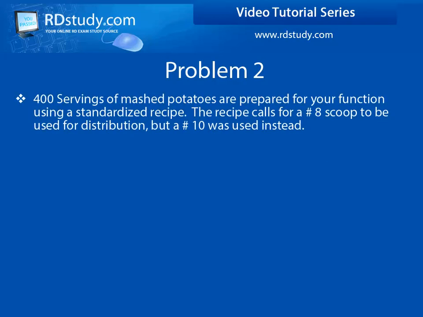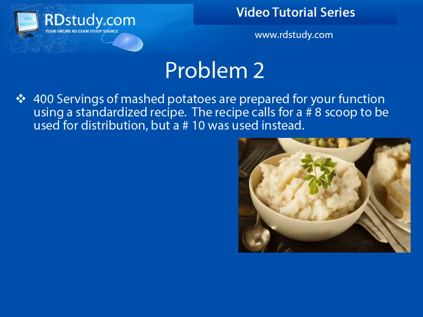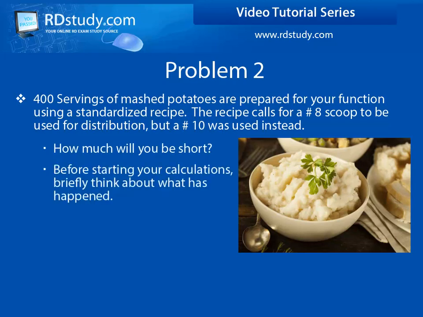The issue arises when you determine that an employee has been distributing mashed potatoes with a number 10 scoop when the standardized recipe calls for a number 8 scoop. You expect it to have 400 servings. How many servings will you be short? Think about these questions for a second before you jump into the calculations.